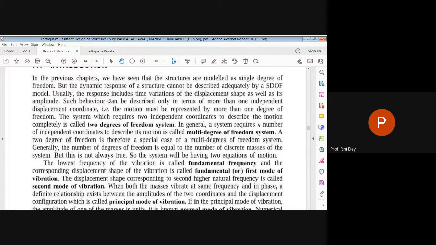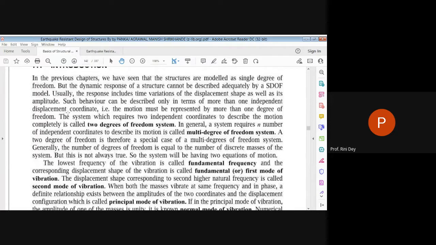Usually the response includes the time variation of the displacement shape as well as its amplitude. We have seen the variation of displacement shape as well as the amplitude, whether it is a displacement, an acceleration, or a velocity with respect to time plotting. Such behavior can be described only in terms of more than one independent displacement coordinate. Obviously, because we were judging a displacement parameter by only one coordinate, isn't it? But the motion must be represented by more than one degree of freedom.